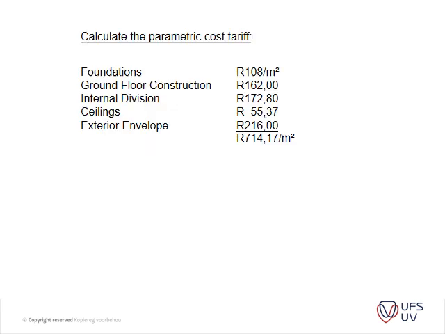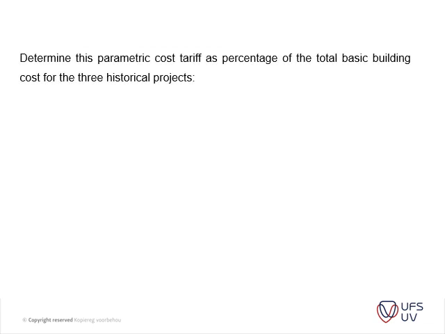Okay, so what you basically do is you add all of those items from table 2 together to get to a total Rand per square meter rate. Okay, so you take that rate, and then the next step would be to calculate what percentage it is of a total project. So to determine that, determine this parametric tariff as a percentage of the total building cost for the three historical projects.